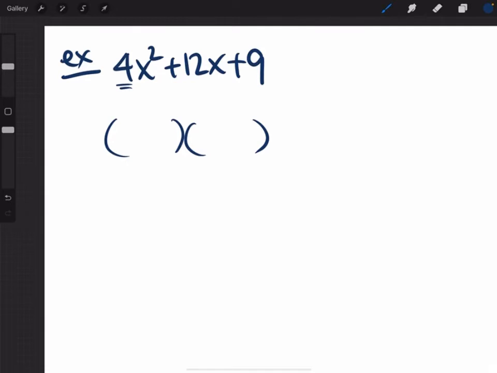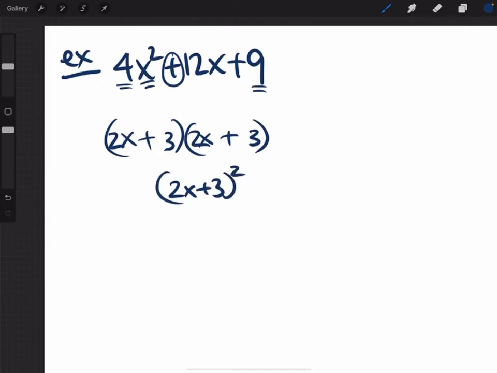What makes 4? 2 times 2. What makes x squared? X times x. What makes 9? 3 times 3. And it's positive because the middle term is positive. And there are two copies of 2x plus 3, so that is our final answer.